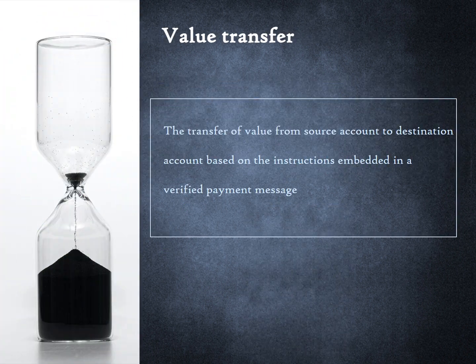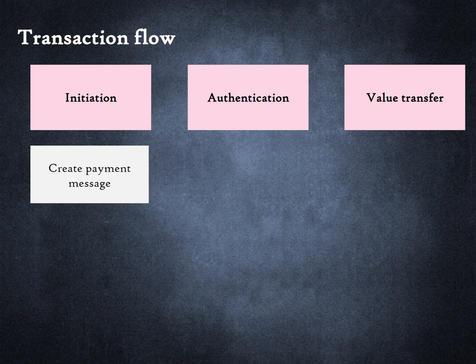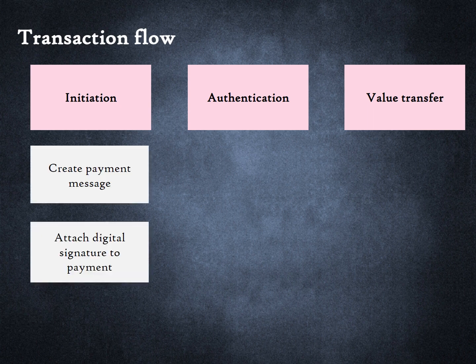Value transfer refers to the transfer of value from source account to destination account based on the instructions embedded in a verified payment message. Let us review the flow of a payment transaction that we have reviewed so far. First, a payment message is created. Then a digital signature is generated and assigned to it. Since the creation of the payment message and its signing can be decoupled, hardware wallets can be used to store the private key and generate the signature. These steps, as we learnt earlier, do not require connectivity to the internet.